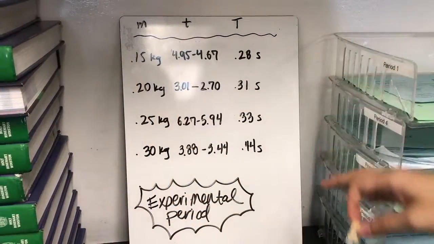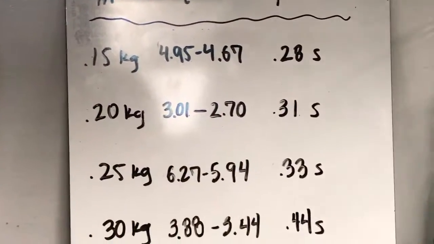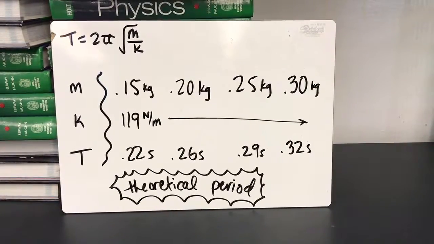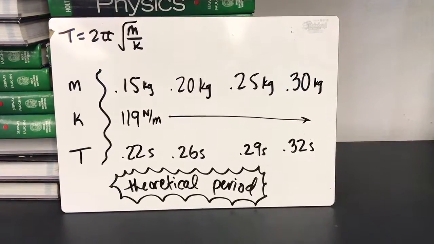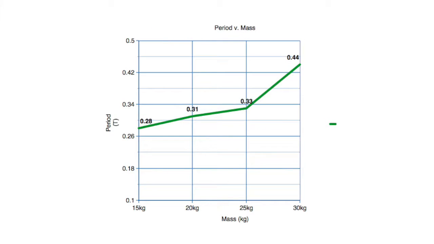So here are the experimental periods. As you can see, as the mass increases, the period also increases. These are our theoretical results. This is a graph to show the relationship between period and mass.